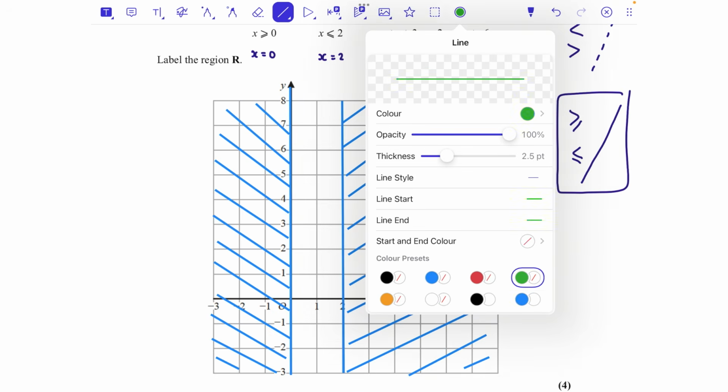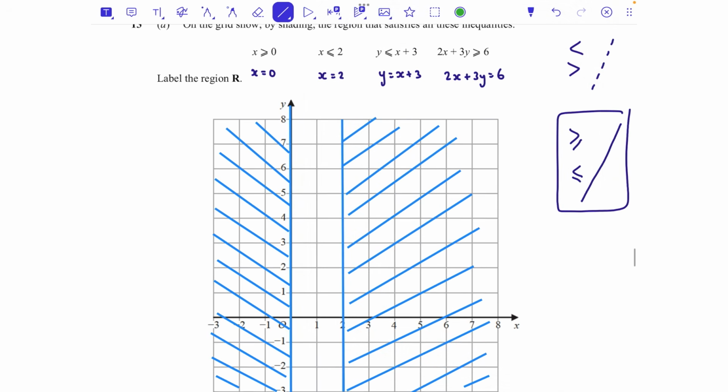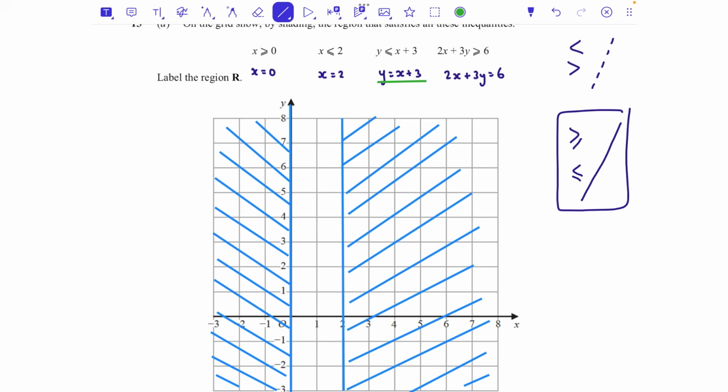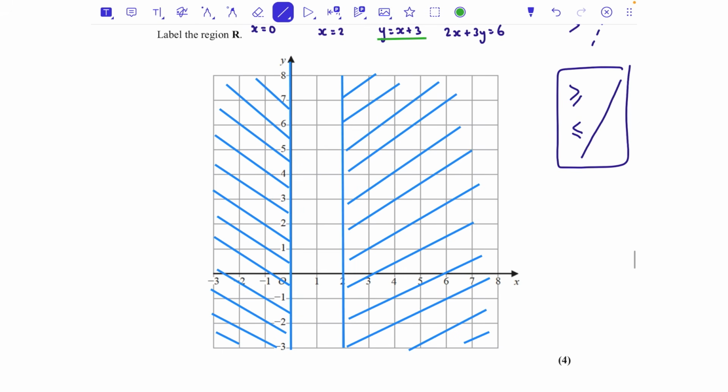Let's change colours for the next bit. So I've now got to draw the line y equals x add 3. Now that line we know has a y-intercept of 3 and a gradient of 1 because it would be 1x add 3. So I know it's going to cross at 3 and have a gradient of 1, which means I know it's going to look like that. So it's crossing at 3 on the y-axis, and every time you go across by 1, it's going up by 1.